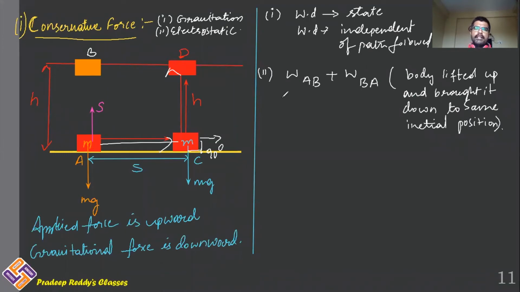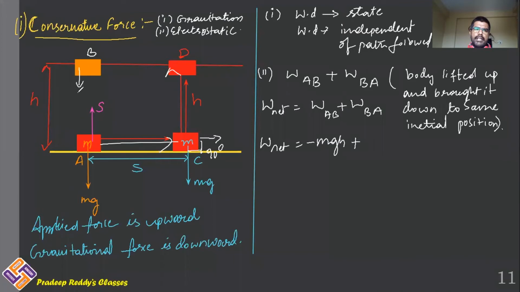Okay. Now let us calculate net work done in this case. Net work done is equal to work done in lifting, that is AB, plus work done in falling down, that is BA. Now net work done will be equal to, what is WAB? Minus MGH plus work done from B to A.